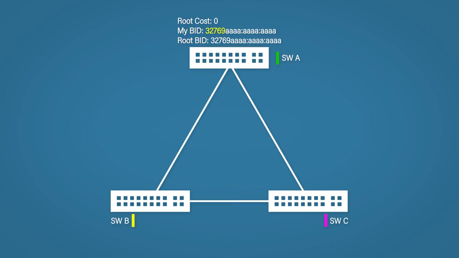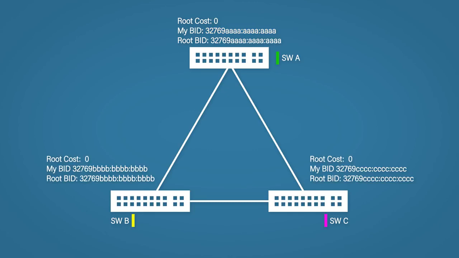The first part contains the STP priority, which has a default value of 32,768 plus the VLAN number. And the second part is the MAC address. Simply, the switch with the lowest overall BID will become the root bridge. Now you may not know this, but switches are arrogant. They all think that they should be the root bridge. So they list themselves in the BPDU as the root.